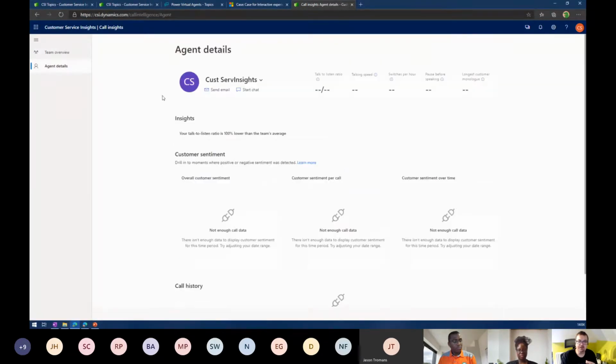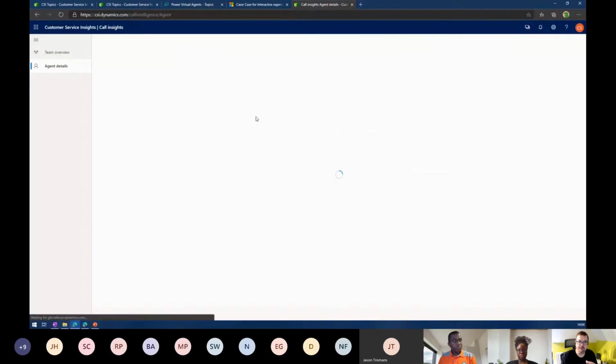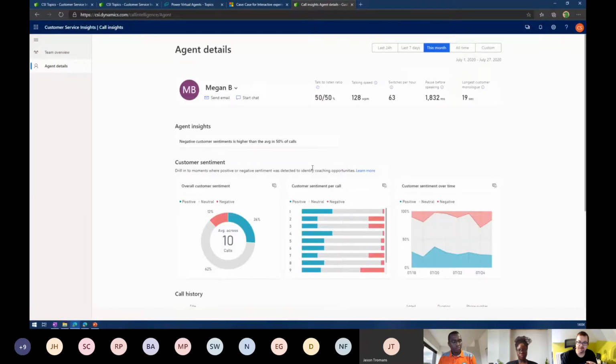So we can also go down to agent details, and if I drill down into Megan B, we can see that effectively for her over this time period, she's had 10 calls. Each of the calls is listed here with the positive and negative sentiment for each, and that changed over time. She had a bit of a blip on her negative over here. So what was the reason? Was there any reason, or was it just a one-off?